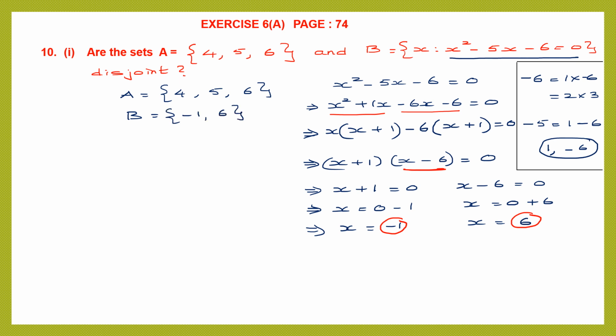Now can you look at the elements here? You can see that 4 and 5 are not here, but 6 is here. So the question is, are the sets A and B disjoint sets? No, they are not disjoint sets because they have one element in common. So you can write the answer as no. Okay, because they are not disjoint sets, they have one element in common.